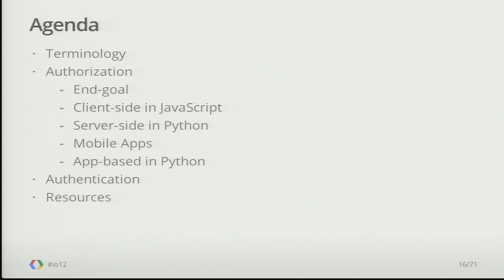So our agenda: we talked about some terminology. Next, we're going to go into authorization and go through how you do authorization in a variety of different environments, whether you're in a pure JavaScript environment on the browser, or whether you're doing a server-side environment with server-side code, or whether you're doing a mobile environment, or even some newer things with service accounts. And then we're going to get into authentication, and lastly end up with a set of resources that will hopefully be very valuable to you, including the link to these slides, so you don't need to be furiously taking notes.